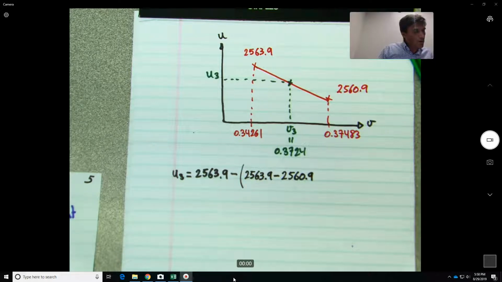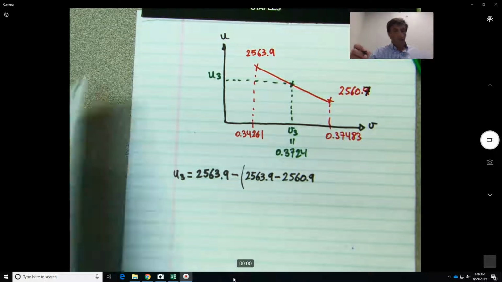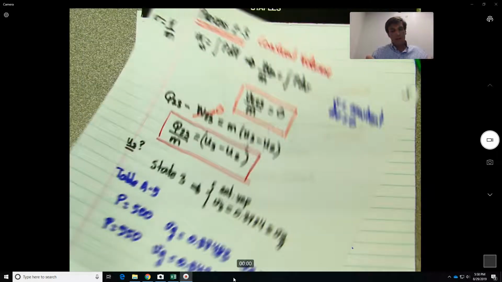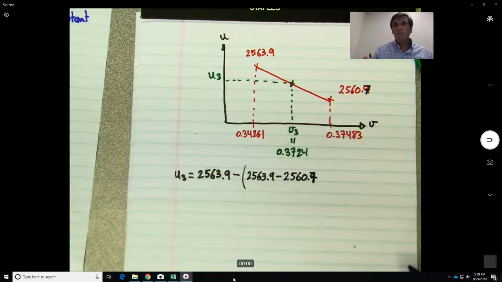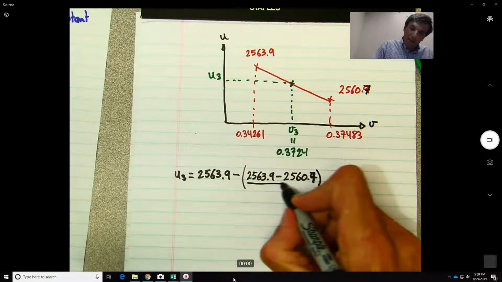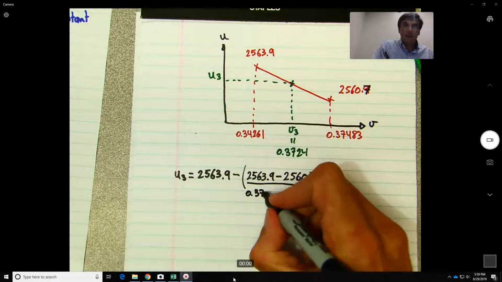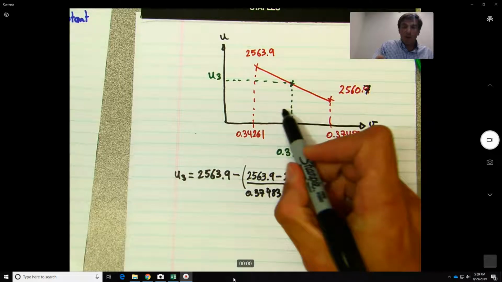At 500, the energy is 2560.7. This is a 7, sorry. So let me correct this one. This is a 7 over here. Okay, so this is a 7 over here. All right. Divided by 0.37483. So this is the space over here.